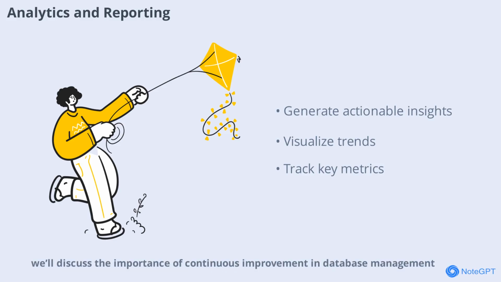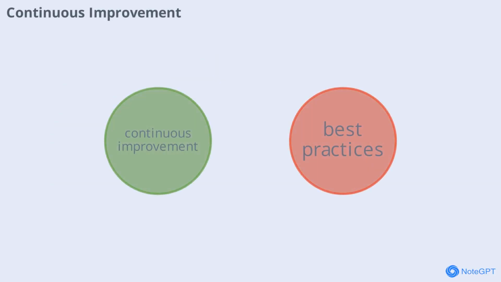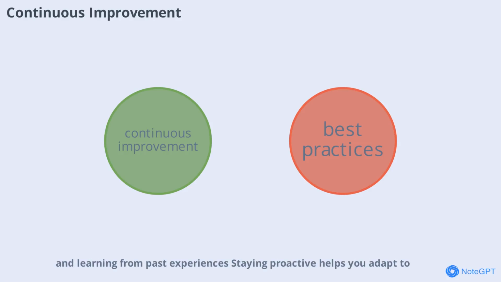In the next scene, we'll discuss the importance of continuous improvement in database management. Continuous improvement is about regularly reviewing and enhancing your database management practices. This includes updating processes, adopting new technologies, and learning from past experiences. Staying proactive helps you adapt to changing needs and maintain a high-performing system. Continuous improvement is a mindset that drives long-term success.